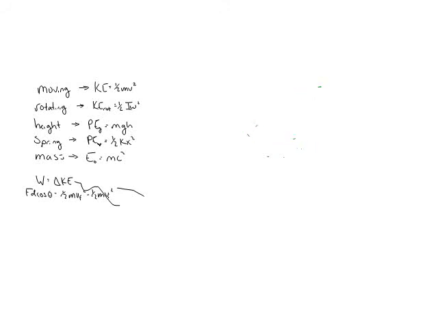All right, a 2-kilogram ball is held at a height of 3.5 meters. It is then dropped. Part A, what is its initial potential energy? Okay, so what's the 2 kilograms? Mass. What's the 3.5 meters? Okay. What are we looking for in part A?